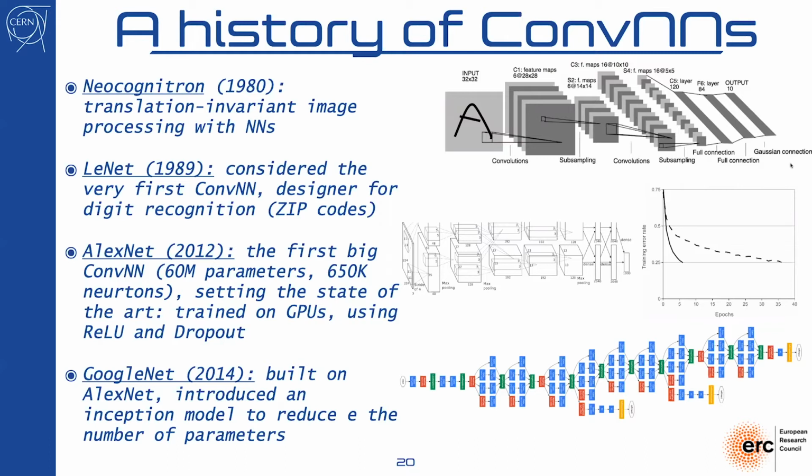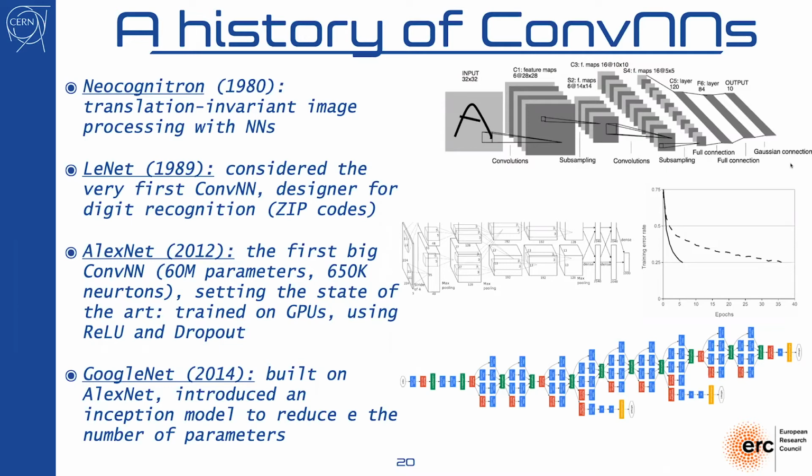But the idea of the convolutional network is older than that. It's basically 30 years older. It started with the neocognitron, which is a kind of network that was intended for translation-invariant image processing with neural networks. And it's basically the seed out of which Yann LeCun came up with convolutional layers in 1989.